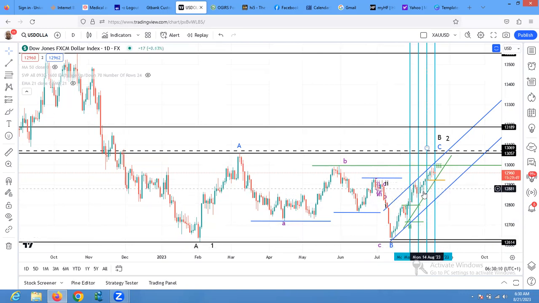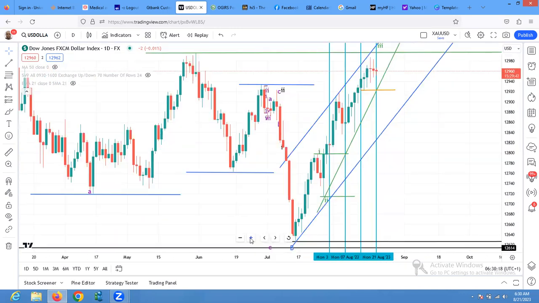Well, now let's look inside of here to see what the price has printed here. Now, going on the daily here, it's clear that we can see a wave 1 and a wave 2 here.